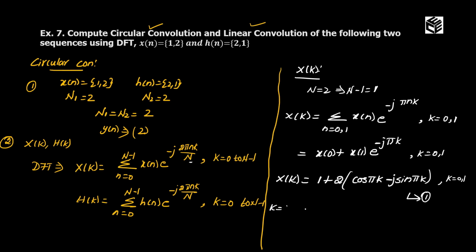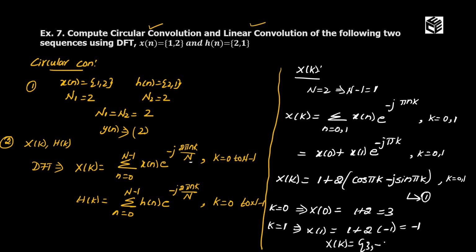Now I am going to apply the value of k as 0. What will be my answer? X of 0 is equal to 1 plus 2. Therefore, the value is 3. Similarly, if I apply the value of k as 1, my answer will be x of 1 is equal to 1 plus 2 into cos pi. Cos pi, the value is minus 1. This is equal to minus 1. Therefore, we got the value of x of k as 3, minus 1.